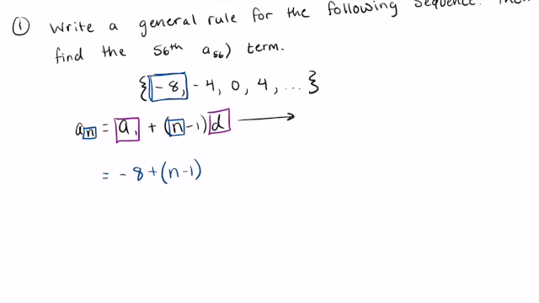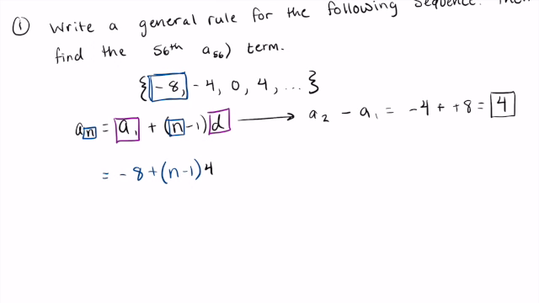Now, our common difference is extremely easy to find. It is simply taking my second term and subtracting my first term. So for this problem, I'm going to take negative 4, subtract negative 8. And when I get two negatives next to each other, those combine to give me a positive 4. So my common difference is 4.